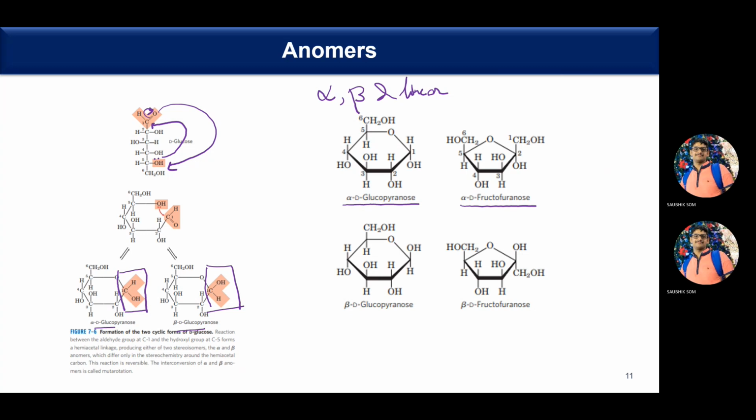And yeah, so there will be alpha-D-glucopyranose or beta-D-glucopyranose. And similarly, if it's a ketose sugar like fructose, it will form an N-2 membered ring. So it will form fructofuranose. Okay, it will have a 5-membered ring.